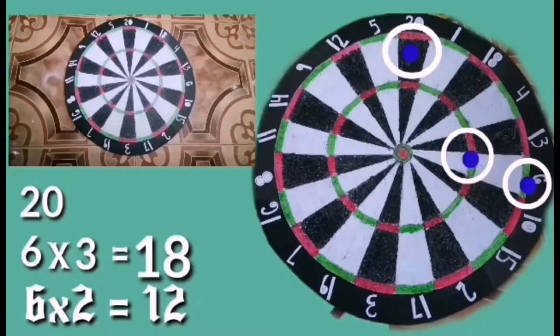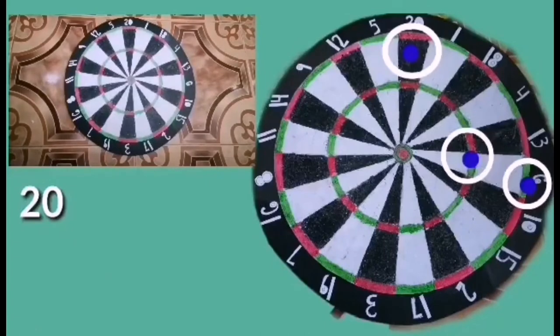After that, we have to add all the points. So first is 20 plus 18 plus 12. The answer is 50 points.